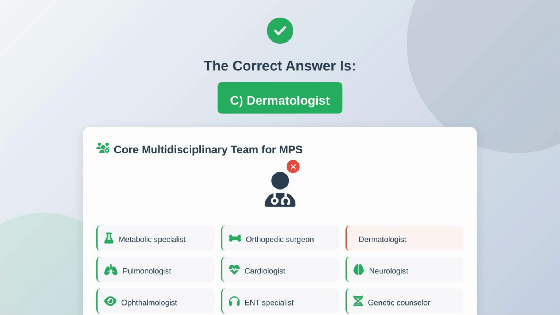A dermatologist is typically not part of the core multidisciplinary team managing MPS patients, as skin manifestations are not primary features of these disorders. The essential multidisciplinary team includes metabolic specialists or geneticists who coordinate care, orthopedic surgeons for skeletal issues, pulmonologists for respiratory complications, cardiologists, neurologists, ophthalmologists, ENT specialists, therapists, psychologists, and genetic counselors who provide comprehensive care addressing the multisystemic nature of MPS disorders.